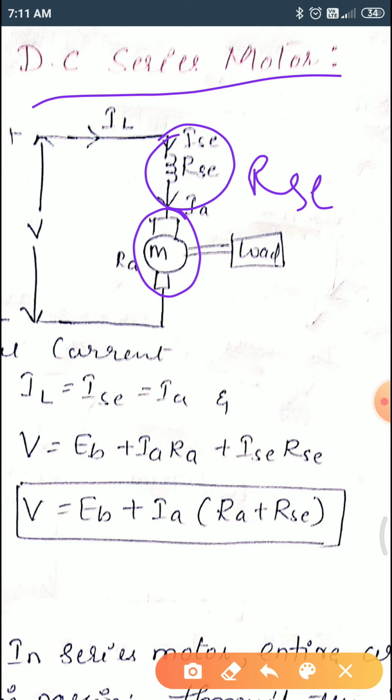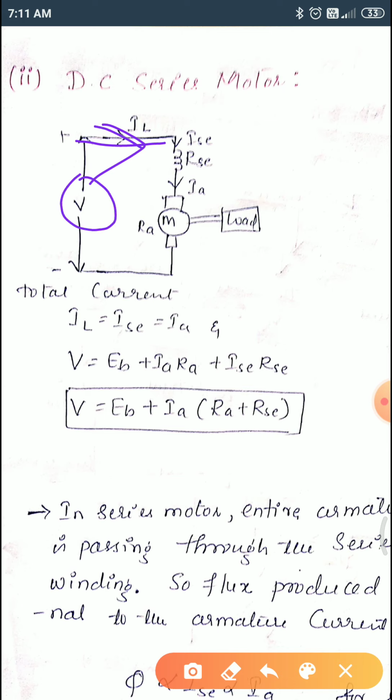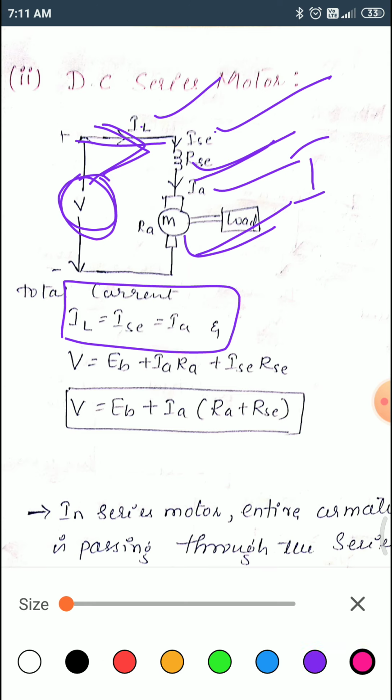Now we'll see the current and voltage formulas. As we know, this is IL. When we give a supply voltage, current starts flowing, and that current is IL. Observe that these parts are in series, so the current remains the same. Therefore IL will be equal to the current flowing through the series resistance as well as the armature, so IL equals ISE and IA. Then what about the voltage? The voltage is the voltage drop across this plus the voltage drop across this.